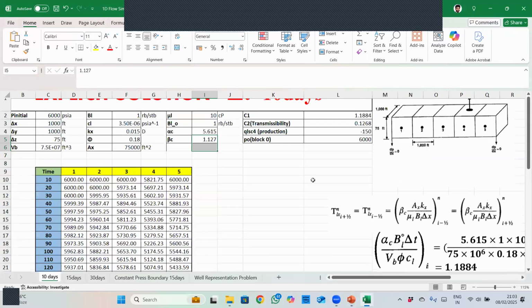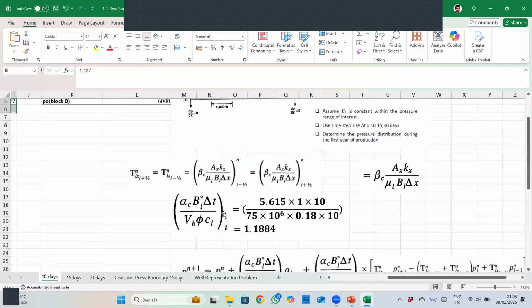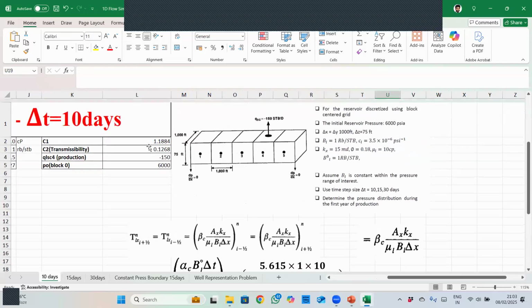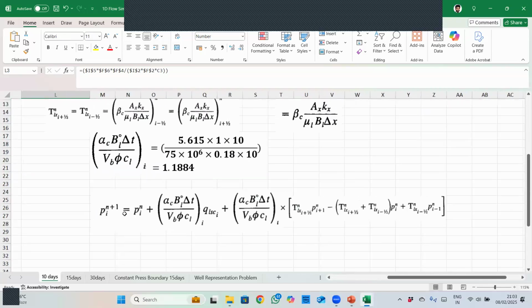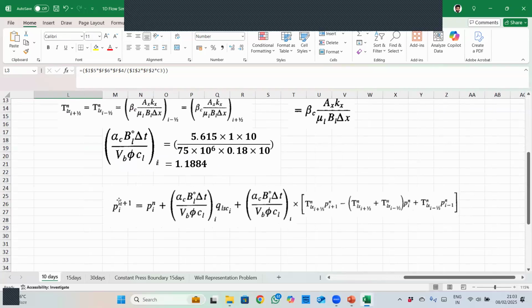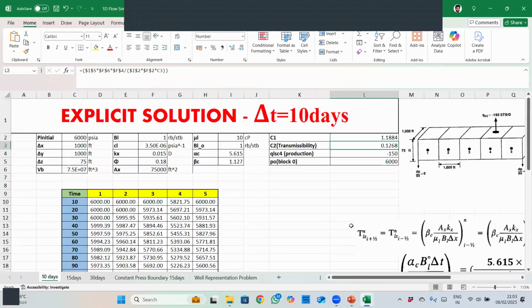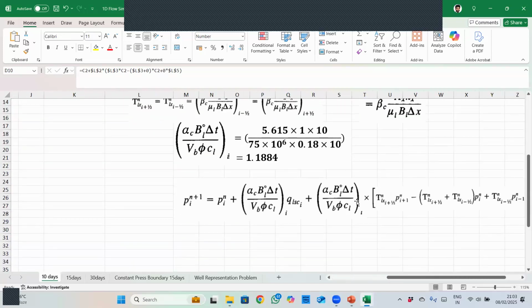So we have two terms. The C1 term is the transmissibility term, which is beta c Kx by mu l Bl delta x, 0.1268, and the C2 term is the term on the right hand side, 1.1884. So this is the equation that we use to calculate the pressure at the next time step. You can see there are some formulas given here, the same equation that we're using for explicit calculation.